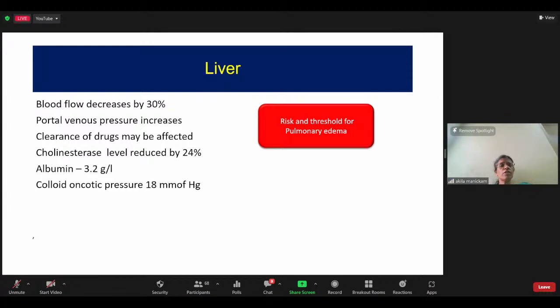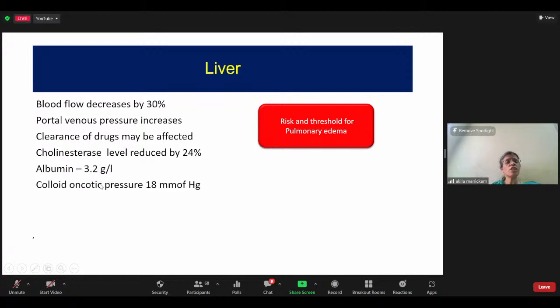And when you look into the liver, blood flow to the liver is decreased by 30%. But your portal venous pressure predominantly increases, which ultimately is a reason for spider nevi and telangiectasia, which you observe in some of these pregnant women. And important to us is your cholinesterase level and your albumin. So albumin levels decrease by around 25 to 30%, and it is around 3.2 grams per deciliter.